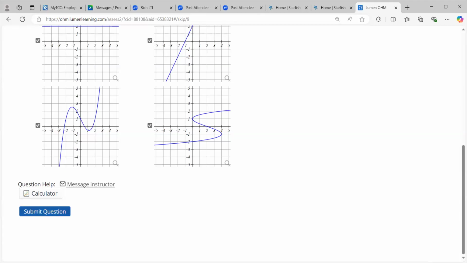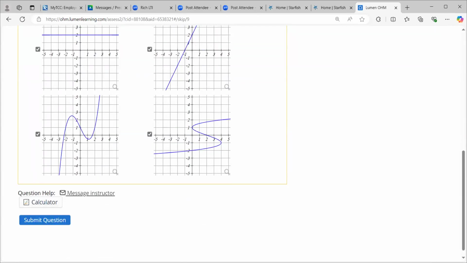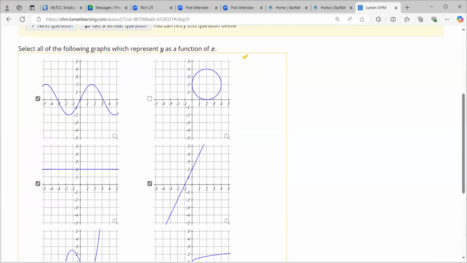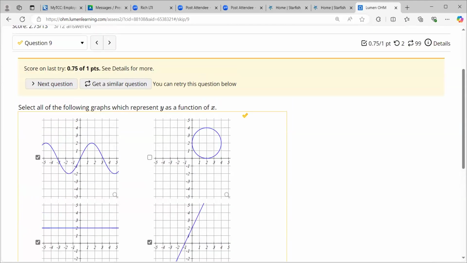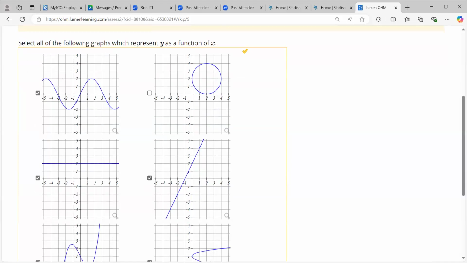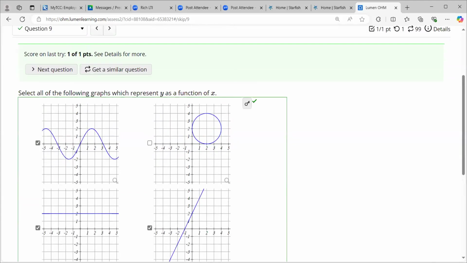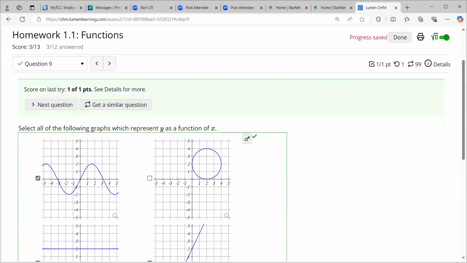All right, so let's submit this question. What does the system say? You can retry this question below. I think you accidentally selected the wrong one. Oh yeah, you're right. And then do that again. It's fixed, right? And I recommend you can try here, get a similar question. Then you have more practice.